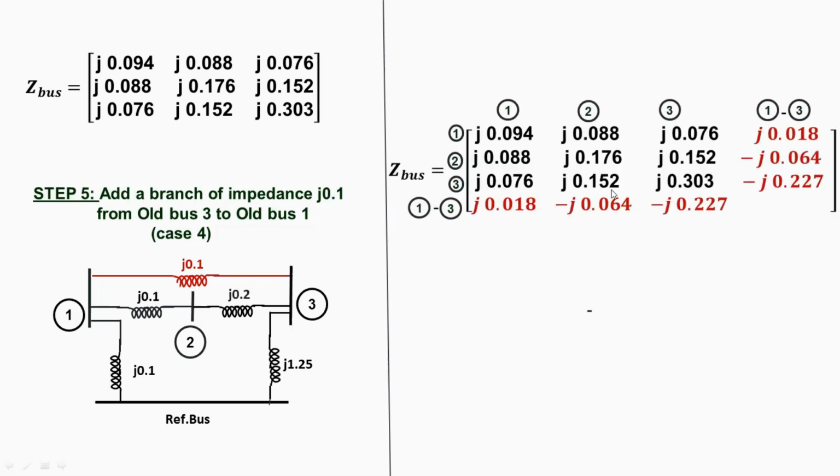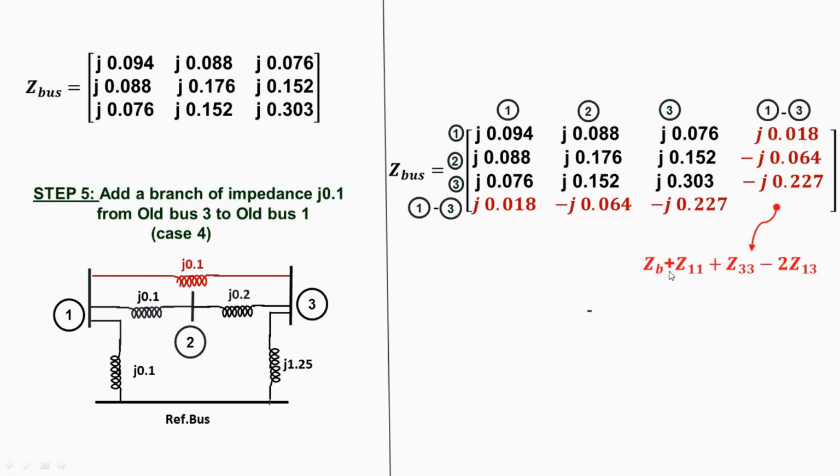In case number 4, form the bus impedance matrix, that is the original matrix, copy it from the previous step, then form the new column and new row. The new column and new row are formed between buses 1 and 3. So subtract the columns 1 and 3, you get these values. Similarly, the last row is obtained by subtracting the first bus column and the third bus column, you get the new column.